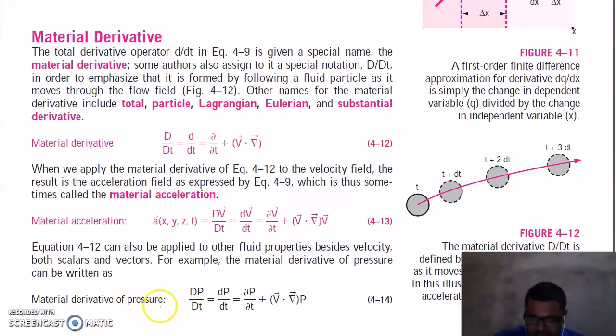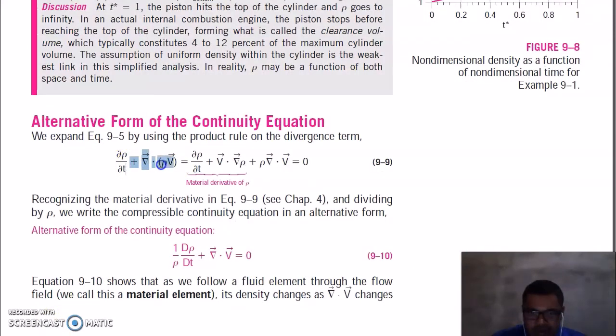So you can see here the material derivative of pressure, which is dp by dt, can be written as the partial derivative dp by dt plus v dot del into p. We can express it in this form. So we can expand this equation by product rule. If you expand this, you can write this in the form of this and this. And now this term is called the material derivative of density, which you can write as d rho by dt plus this term. And if you divide these two by density, you will get this equation. This is the alternative form of the continuity equation.